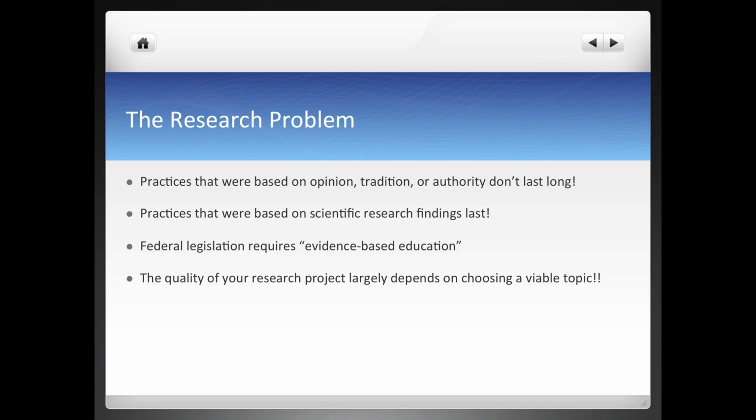So those are things that I would say were based on scientific research. I think, at least in my opinion, that the new math movement back in the 50s and 60s was kind of based on opinion and authority, because it was in result to Russia launching Sputnik, and we felt like technologically we were falling way behind. Third bullet, federal legislation requires evidence-based education.